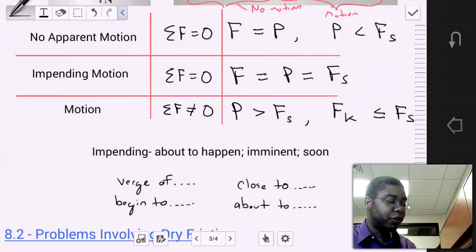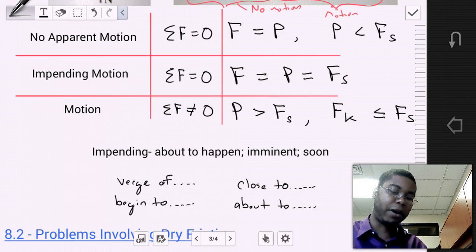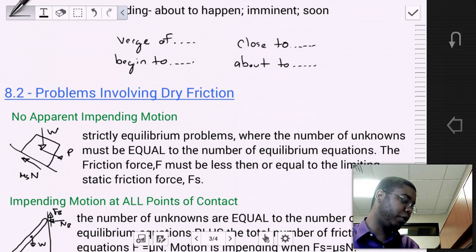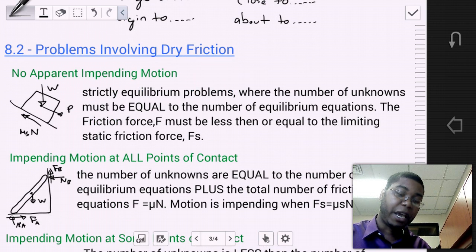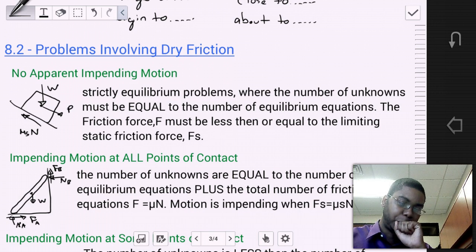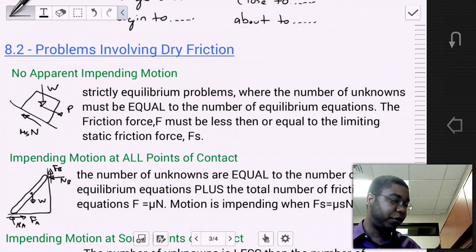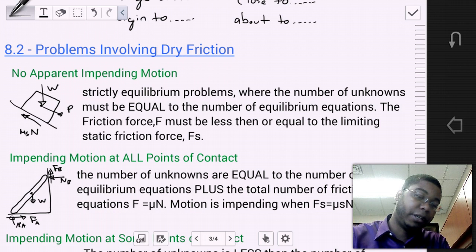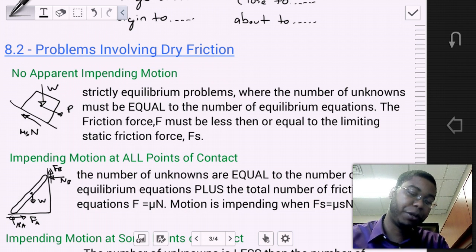right? So now let's move into section 8.2, which is problems involving dry friction. And so this is where we learn more about what some of the types of problems involving dry friction are, and how we identify an approach to actually solving those problems. So one of the easiest and the most classic types of problems is a problem where there is no apparent impending motion. So a problem where there is no motion, there's no impending motion, and it's strictly an equilibrium problem.